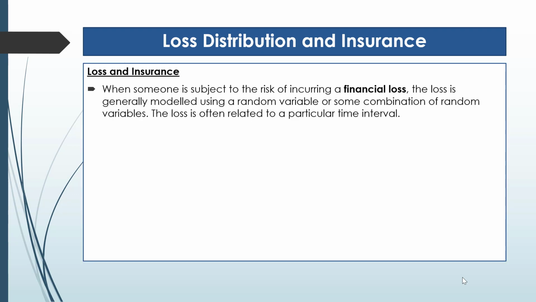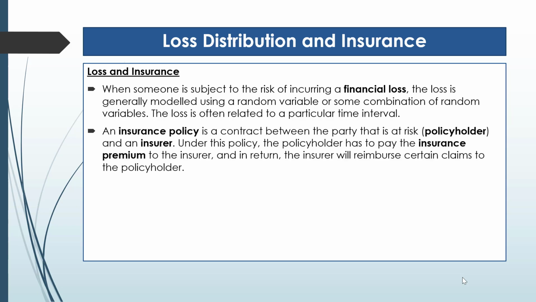When someone is subject to the risk of incurring a financial loss, the loss is generally modeled using a random variable or some combination of random variables. The loss is often related to a particular time interval. An insurance policy is a contract between the party that is at risk, the policyholder, and an insurer. Under this policy, the policyholder has to pay the insurance premium to the insurer, and in return, the insurer will reimburse certain claims to the policyholder.